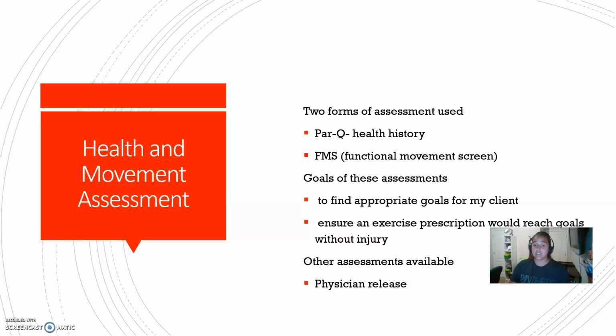First is the PAR-Q, which is a general health history. This is actually a form that your client would fill out prior to any exercise program or doing any exercises. The second is the functional movement screen, also known as FMS. These are functional motions that you would show, and then your client would perform in order for you to assess their mobility and their stability.